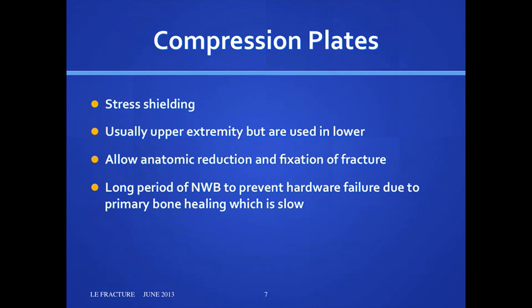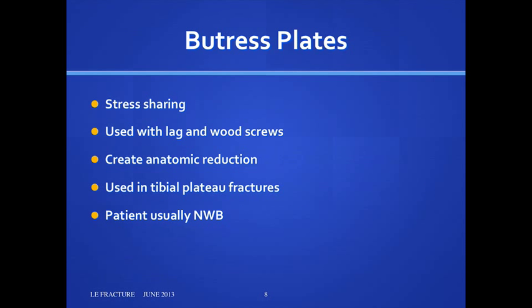Compression plates are another example of a stress shielding device. Again, slower fracture healing and longer periods of non-weight bearing. Buttress plates, a little different, are stress sharing. It sort of has a lag screw, which is a threaded screw to bring the ends of the fracture together. They create a good anatomic reduction or alignment of a fracture. And they're often used in tibial plateau fractures.